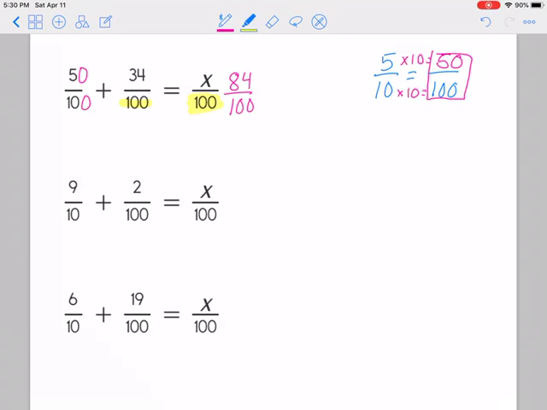So 9/10 plus 2 hundredths. Here's tenths, here's hundredths, and they want the answer in hundredths. So we're going to do the same thing. 9 times 10 equals x hundredths. I know I'm going to have to multiply the numerator and denominator by 10 to make it from tenths to hundredths. And I get 90. So x is 90. Sorry, this is 90 hundredths. And then you could just add across. So x is actually 92 hundredths.